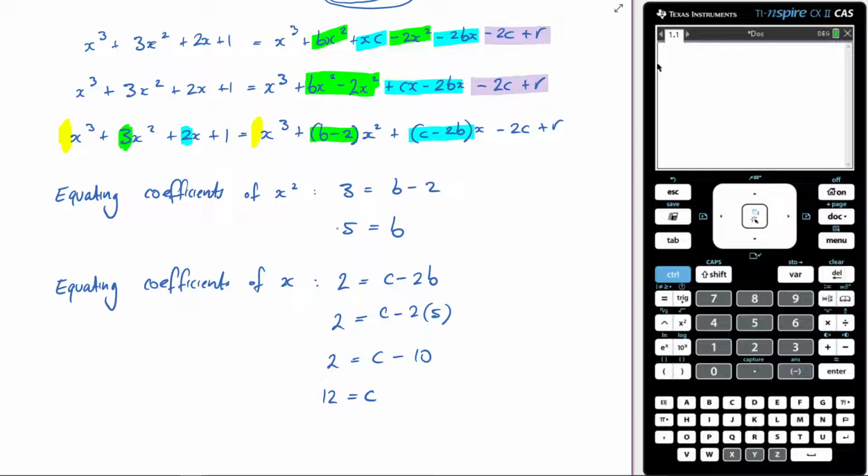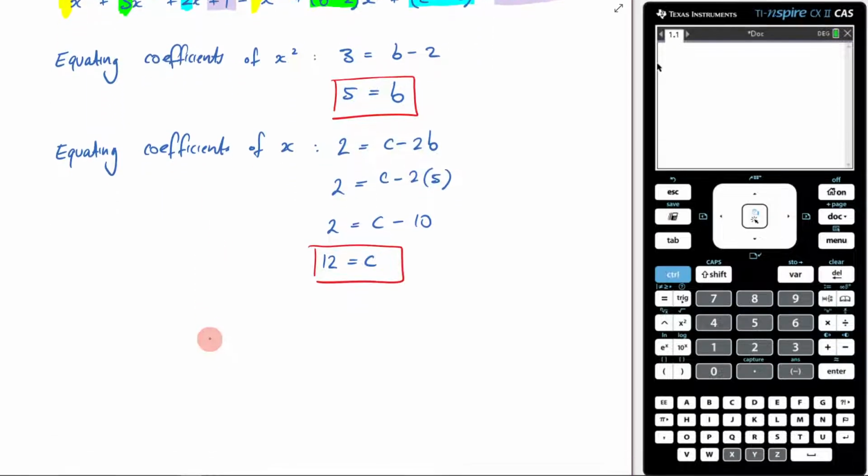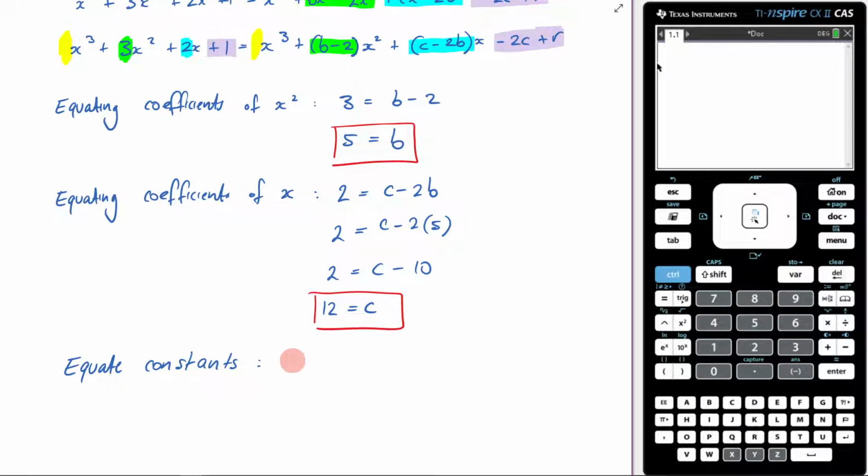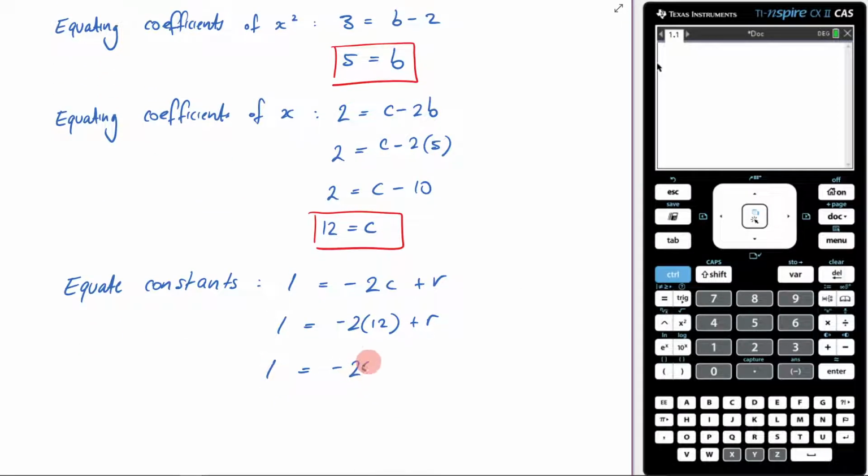So you can hopefully see what's happening. We are slowly getting all our answers. And then the last thing we have to do is we have to say, all right, here is my constant, and here's my constant. So now I'm going to equate those. The last thing I'm going to do now is equate the constants. Okay, so that is 1 is equal to negative 2c plus r. I know that c is 12, so I'm going to put 12 there, plus r. This is going to be 1 is equal to negative 24 plus r. 25 is equal to r.